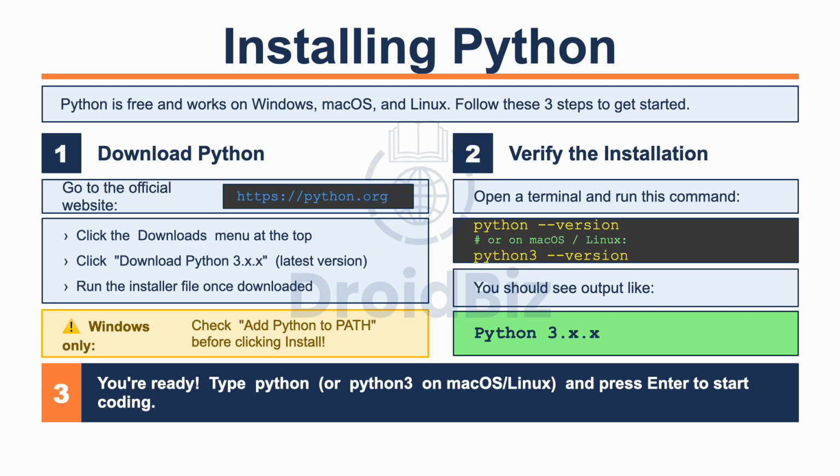Step 2 is to verify the installation. Open your terminal and type python --version. On macOS or Linux, you may need to type python3 --version instead. You should see output like Python 3.x. If you see that, the installation worked. Step 3, you are ready. Open your terminal, type python or python3 on macOS and Linux, and press Enter to start coding.